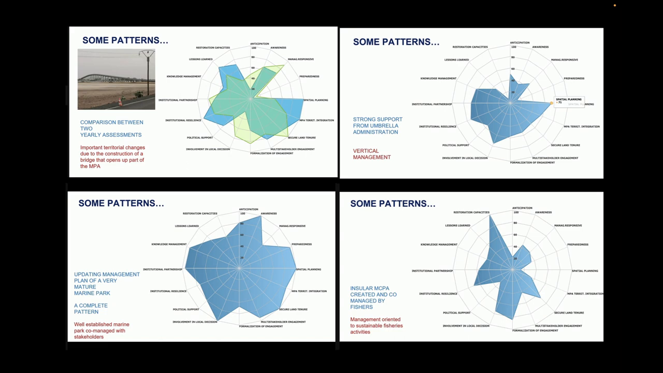It might be a little bit small for you guys to read, but this one says anticipation, this one says awareness, management's responsiveness, preparedness for the MPA, spatial planning for the MPA, and so on, on these different dimensions. So, for example, in this particular case, we can look to see if the performance of this protected area is the same from year to year. The fact that the yellow color and the blue color don't perfectly overlap tells us that things are changing, that things are dynamic. Either things are getting worse, or some improvements have been made and things are getting more robust.